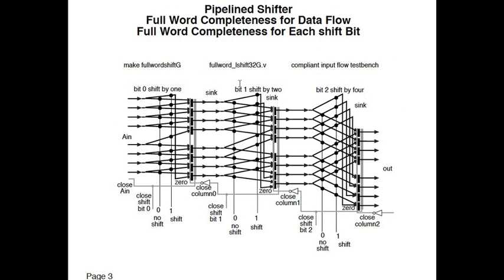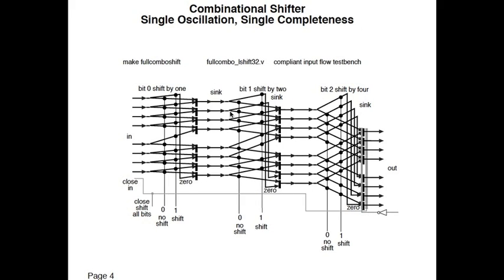Now the second example, which is full word shift 32g, we do full word completeness for the input bits, right? We're no longer acknowledging the input bits individually. So we're doing full word completeness for both the input bits and the shift control. So now we have a 3-stage pipeline here. The examples are a 5-stage pipeline. In the third example, full combo L shift 32, the entire shifter is combinational within a single oscillation. We only do a completeness at the end, and we close with the original input flow and all of the control bits all at once.